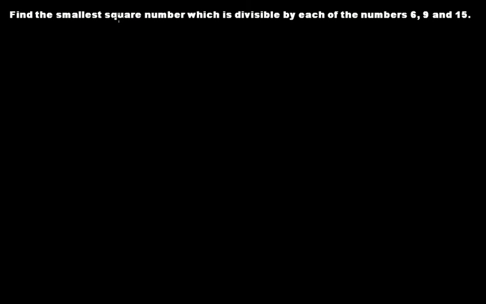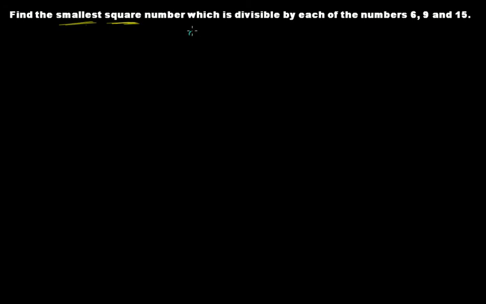Find the smallest square number. Take note of this: the smallest square number which is divisible by each of the numbers 6, 9 and 15. It's not just asking for the smallest number which is divisible. In that case, you'd simply find the least common multiple, LCM. But here it's asking to find the smallest square number.